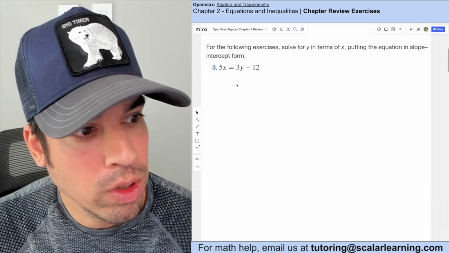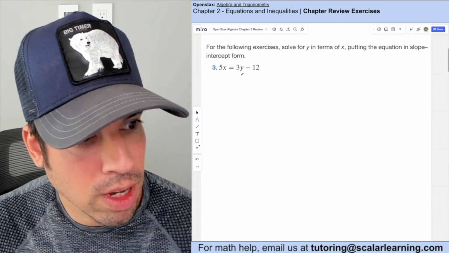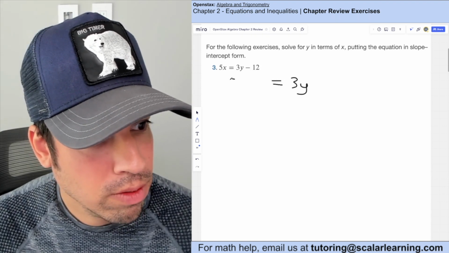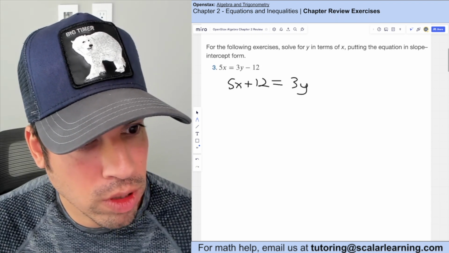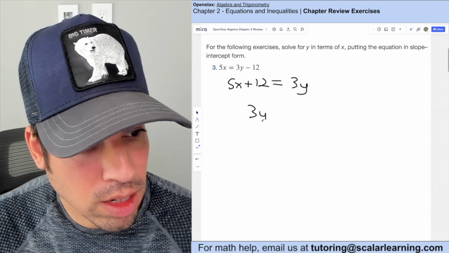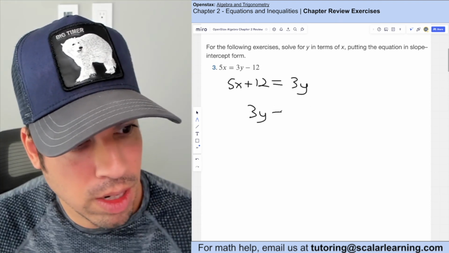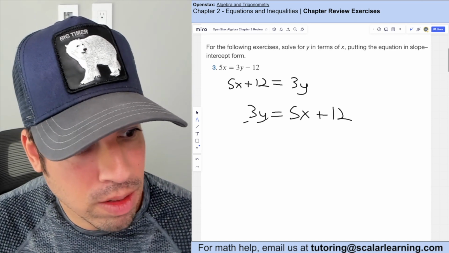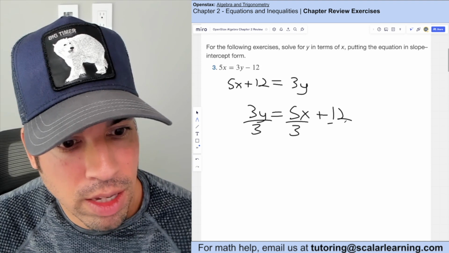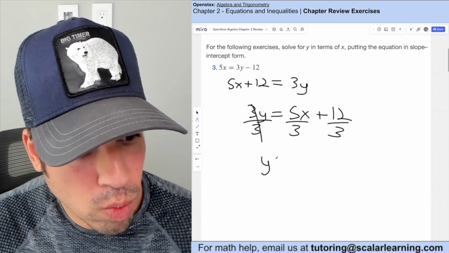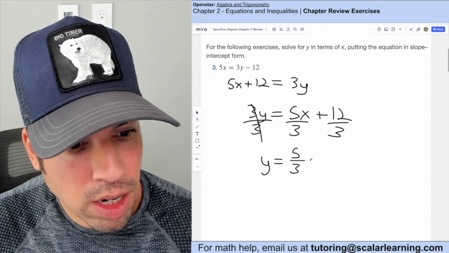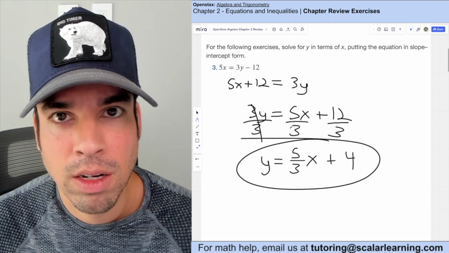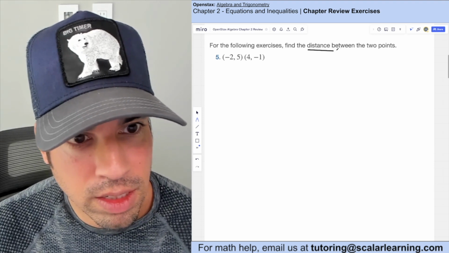So what we're going to do is isolate y. First, I'm going to add 12 to both sides. So I'm going to say 3y equals 5x plus 12. We're just trying to isolate the y. I'm going to rewrite this because I like slope-intercept form to have the y on the left side, but it's the same thing. And then last step, I'm going to divide everything by 3, like so. Boom. And that gives us y equals 5/3 x plus 12 divided by 3 is 4. Boom. Done.